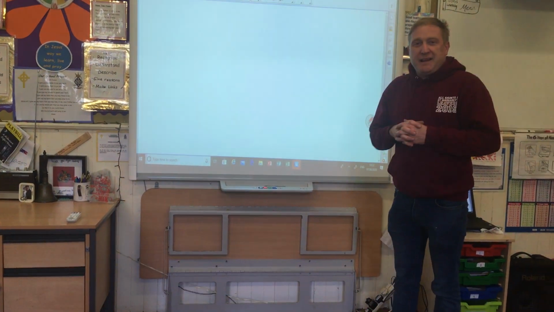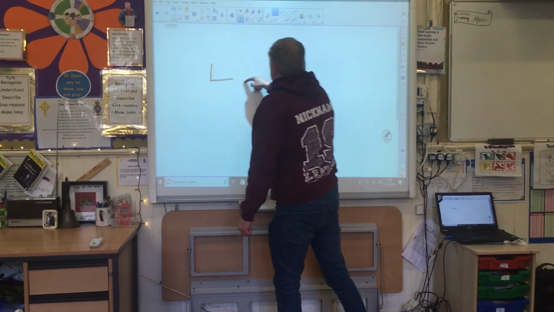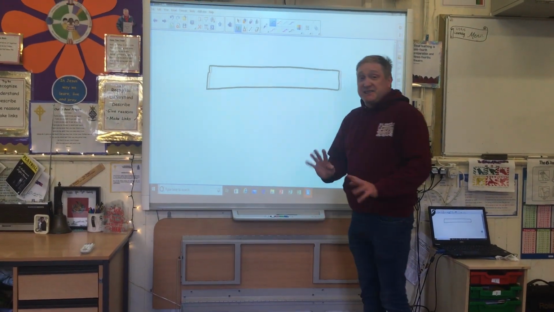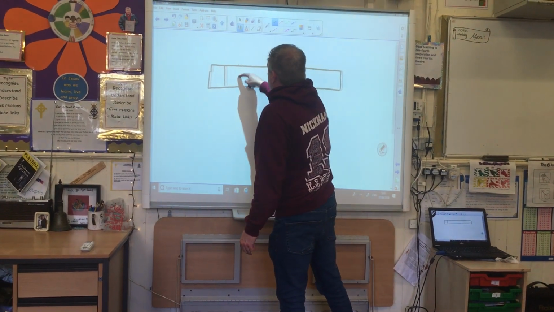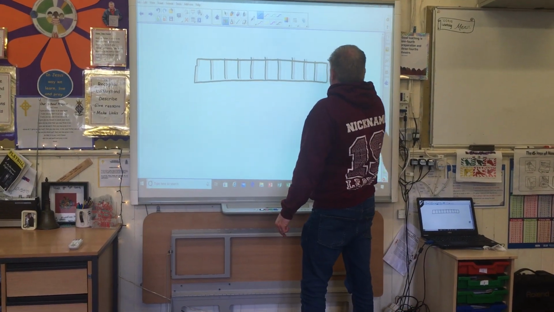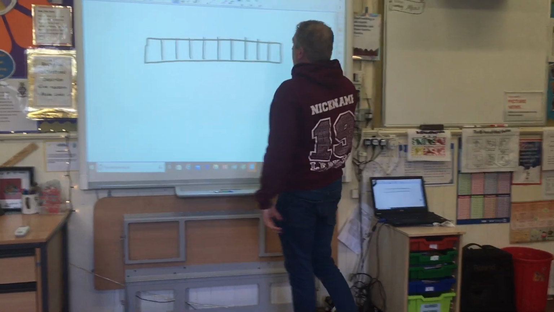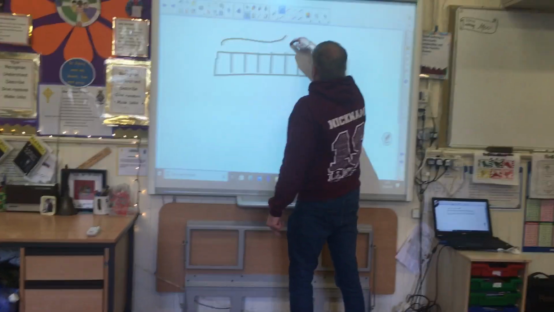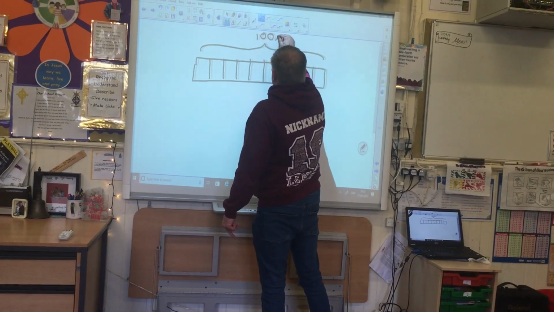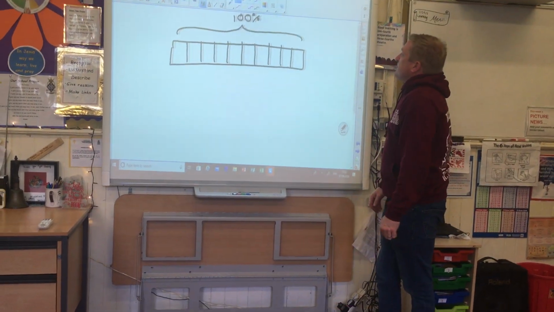So, let's go to our bar model friends, because we do love bar modelling, don't we? You all remember bar models? And I'm going to split this into 10. 1, 2, 3, 4, 5, 6, 7, 8, 9, 10. 10 equal pieces. So, the whole bar all together would be 100%, because one whole, 100%.